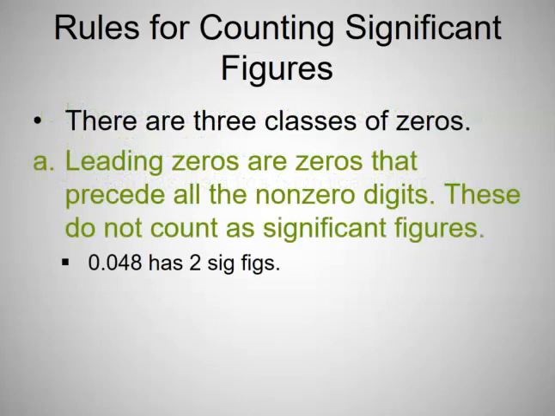Zeros are a little funkier. There's 3 classes of zeros, actually: leading zeros, captive zeros, and trailing zeros. Let's talk about the leading zeros first. Leading zeros are zeros on the left-hand side of your number. If I had 0.0000 and then the number started, all those are leading zeros. And leading zeros never, ever, ever count. So 0.048 only has 2 sig figs. It's just the 4 and the 8.